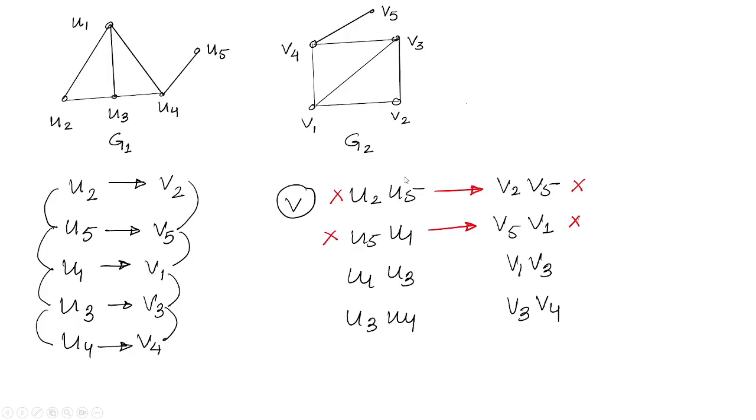This is the edge. Likewise V1, V3. This is V1, this is V3. This is the edge. So edges exist and hence one-to-one correspondence. What about U3, U4? This is U3, this is U4, edge exists. What about V3, V4? This is V3, this is V4, edge exists, and hence one-to-one correspondence.